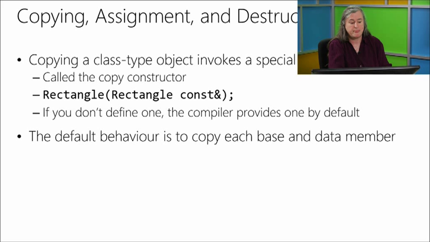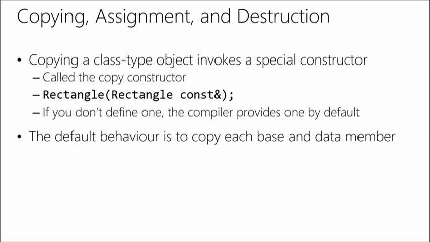When you copy an object that's an instance of a class, we say that we run the copy constructor. And one will be generated for you if you don't define one. The compiler will make you one, but you can make your own. And it looks like this. First of all, like all constructors, its name is the name of the class. So for rectangle, the copy constructor is called rectangle.